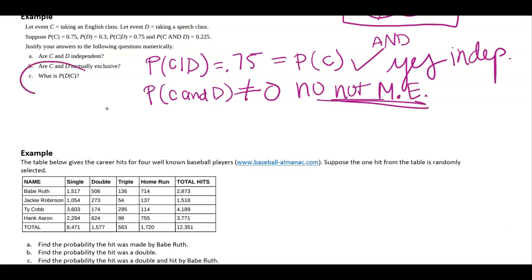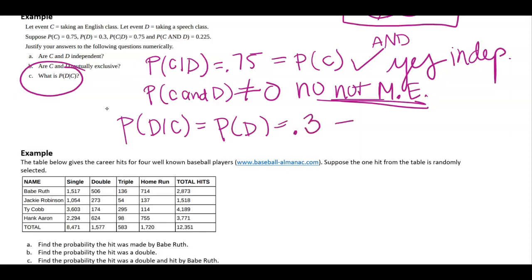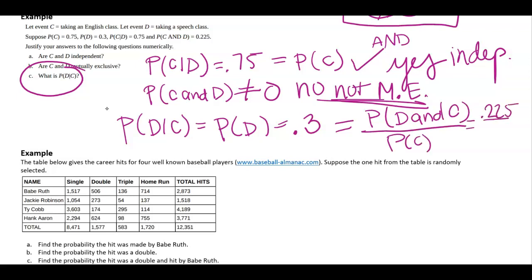If I wanted to figure out the probability of D given C, well, if they are independent, then that probability should just be the probability of D happening, which is 0.3. Another way that we can look at this is the probability of D and C happening over the probability of C. When you plug in the numbers that are given and you do that division, you do find that it is 0.3, and so that's just another way that you can look at that probability.